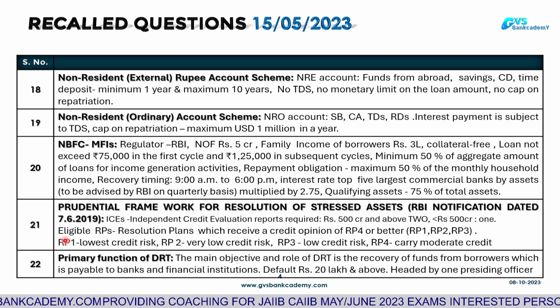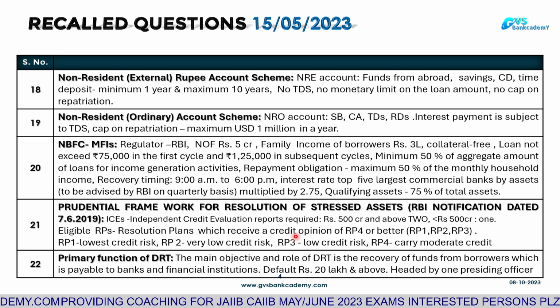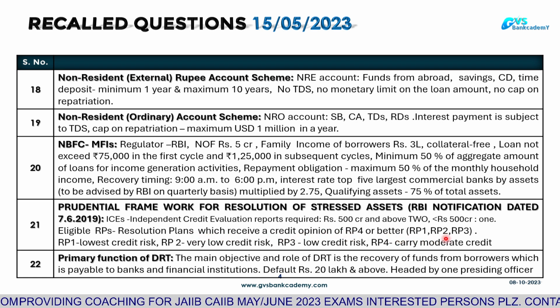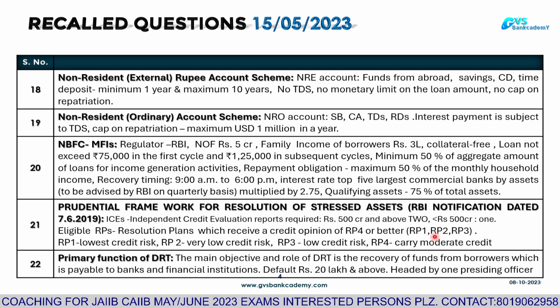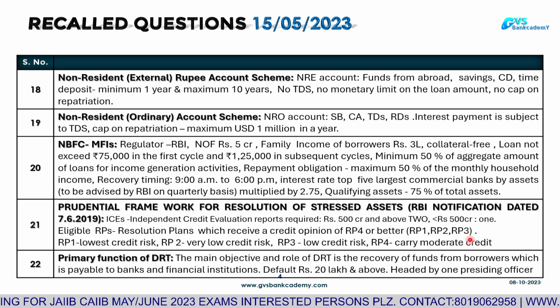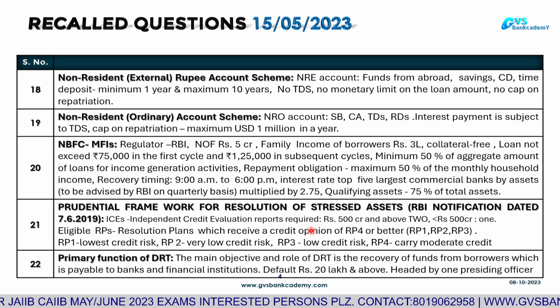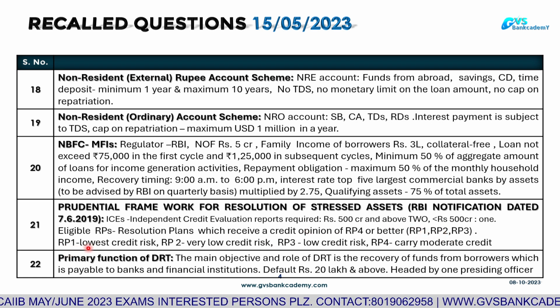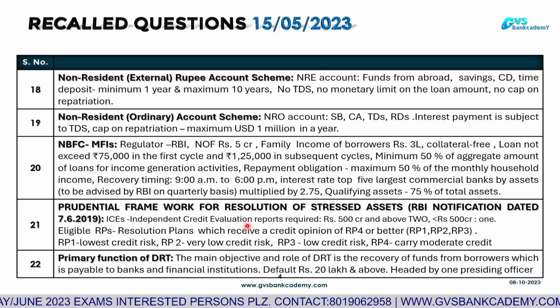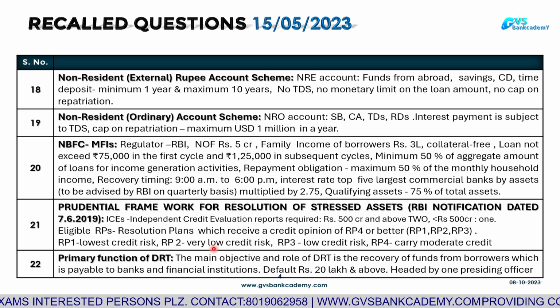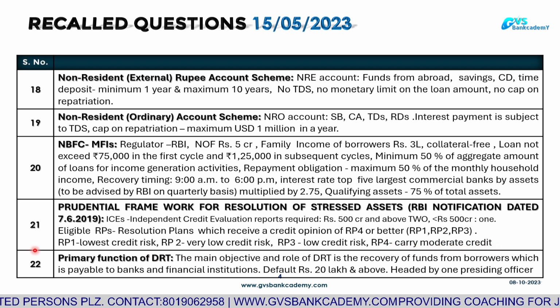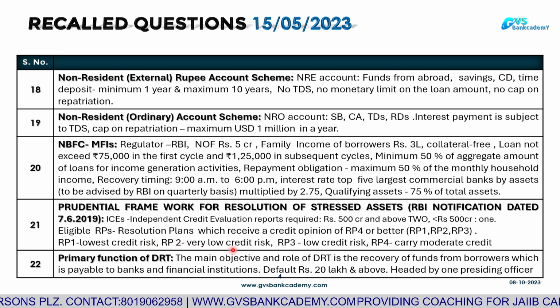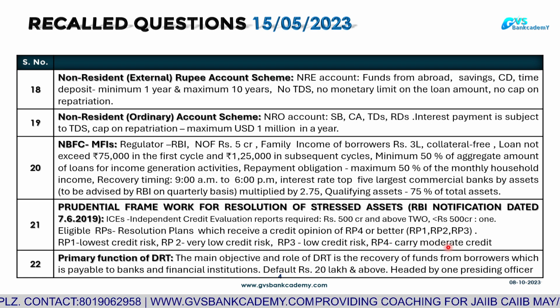Less than 500 crores, 1. What are the eligible resolution plans which receive credit opinion of RP1, RP2, RP3, RP4? RP means resolution plans. The independent credit evaluation gives ratings RP1, RP2, RP3, RP4 up to RP7, but RP1 to 4 only are eligible for resolution plan implementation. RP1 is lowest credit risk, RP2 very low credit risk, RP3 low credit risk, RP4 moderate credit risk. Sometimes they ask this.